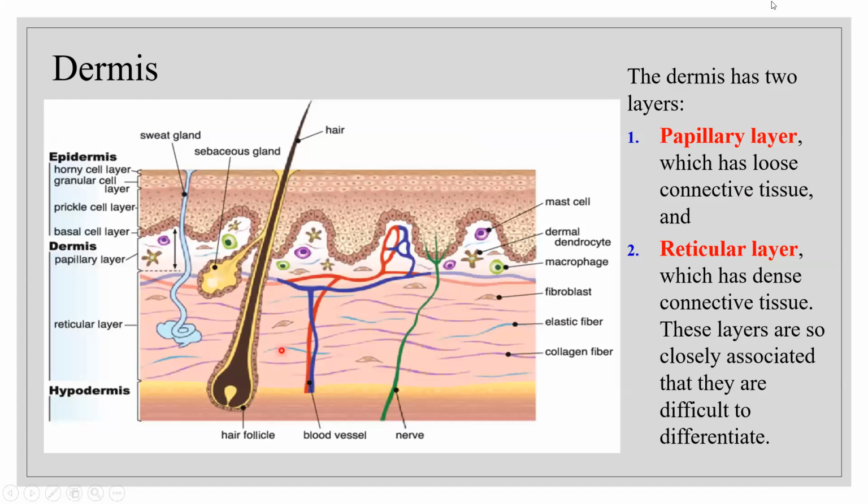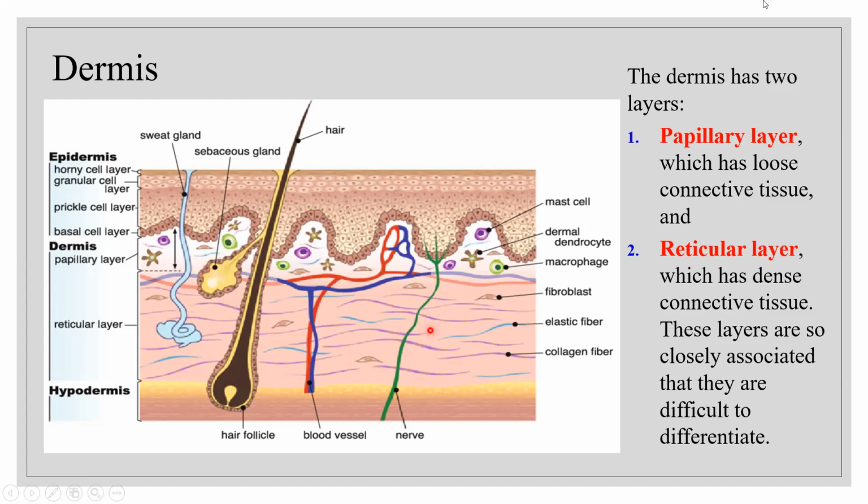The dermis has two layers. The papillary layer is white colored in this image, and then you have the reticular layer down here. The papillary layer first is loose connective tissue, right? It contains macrophages, mast cells, and dermal dendrocytes, because it is a loose type of connective tissue.